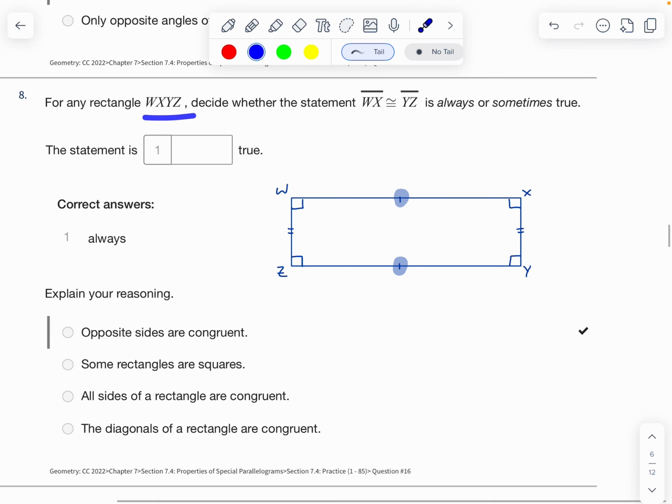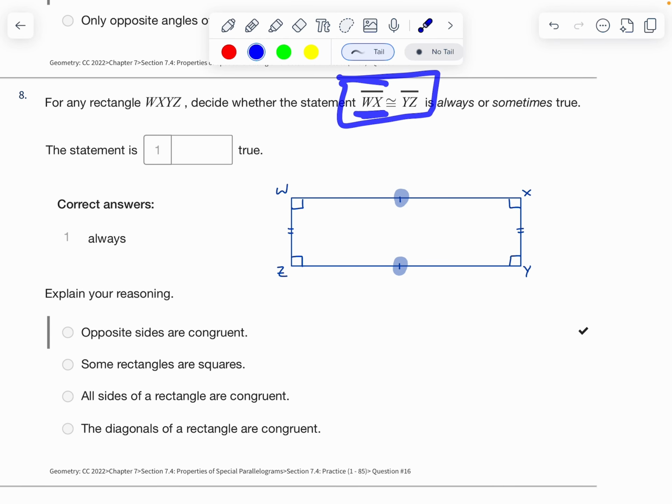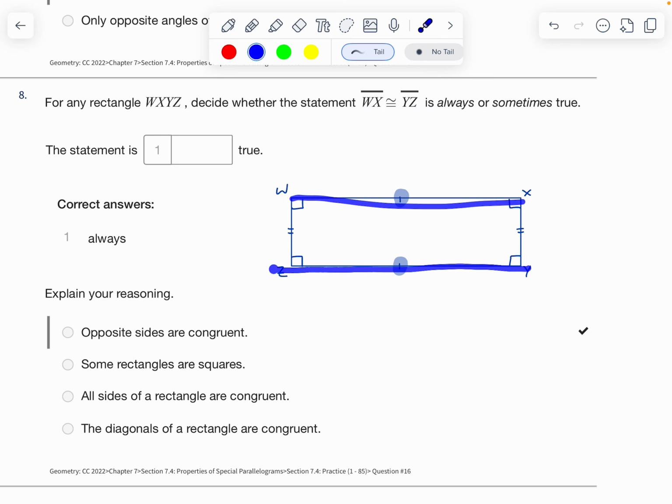For any rectangle WXYZ, determine whether the statement is true. WX is congruent to YZ. Are opposite sides congruent? Yes. That's not even really a property of rectangles. That's a property of parallelograms. But since a rectangle is also a parallelogram, then that also follows for rectangles.